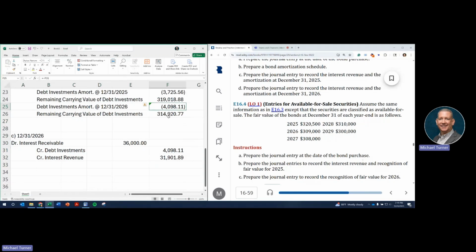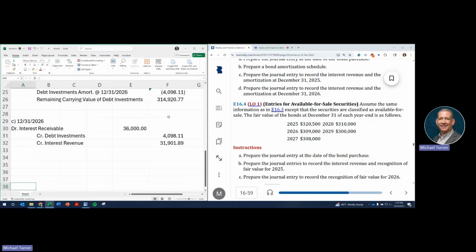Remember, this carrying value is approaching $300,000. But because it's available for sale, we're also going to adjust it to market value. And so I need to perform that second journal entry to adjust it to fair value. So the carrying value on the books, I will have an asset on my balance sheet with a carrying value of $314,920.77. And then I'm going to record a similar journal entry. I need to adjust that number to market value. And I look at my market value, and 2026 is only $309,000.